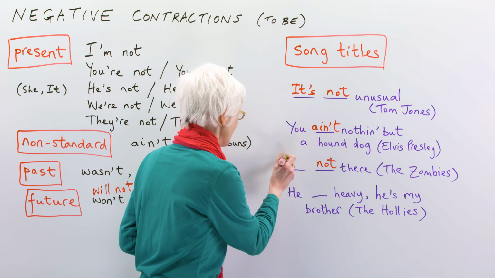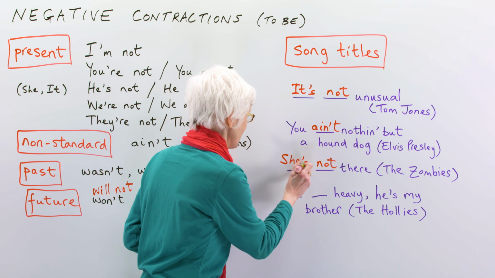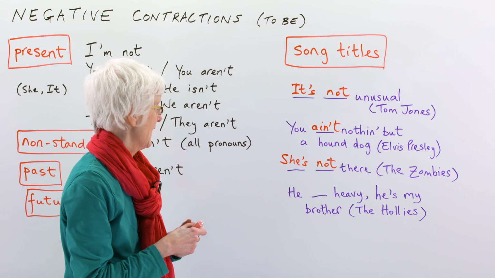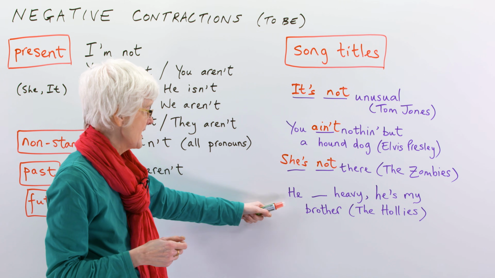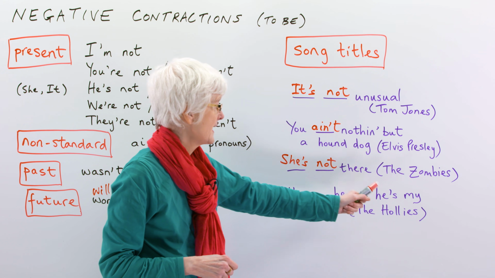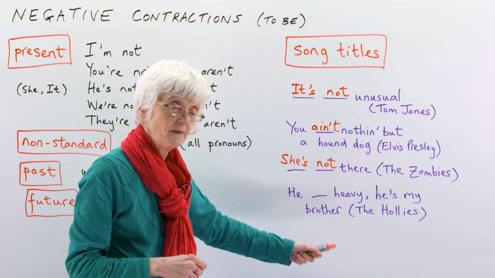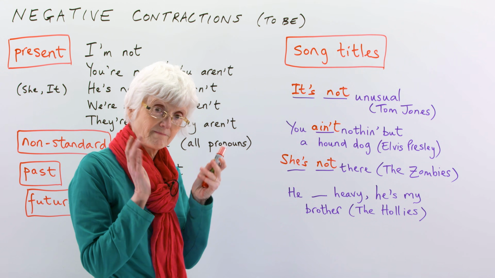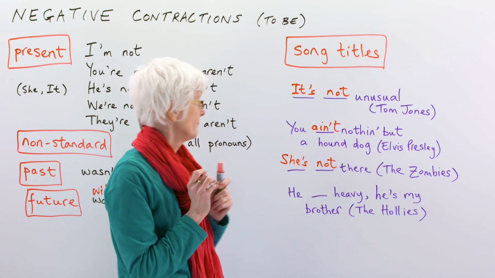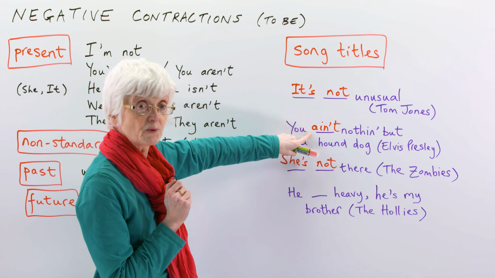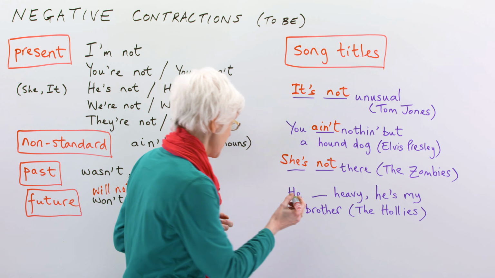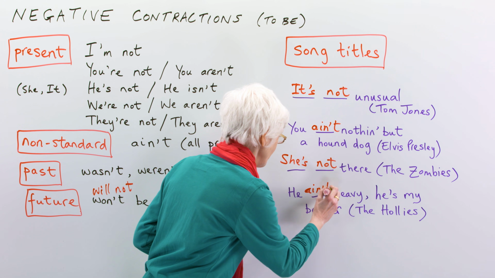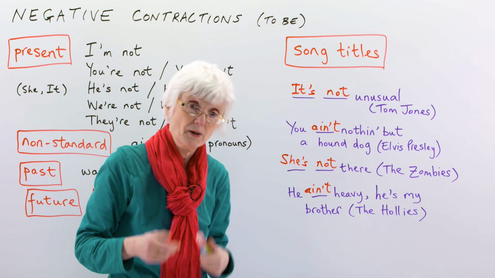Okay, so there it is, that's the one. Okay, she's not there. And finally, he, heavy, he's my brother. So negative, contraction, single gap. So it's like this one again. He ain't heavy. He ain't heavy, he's my brother.